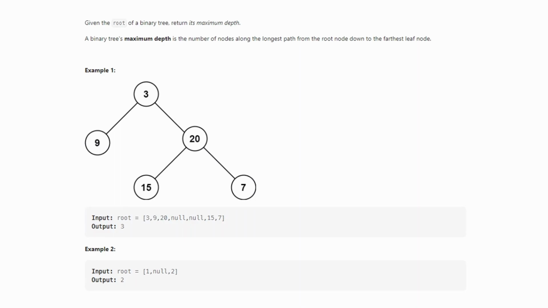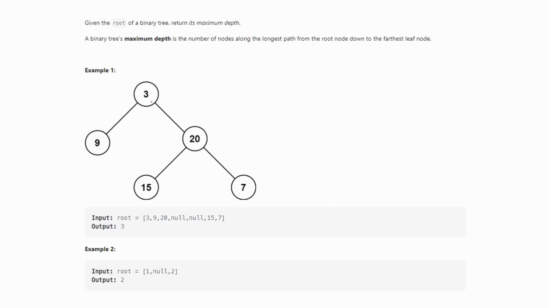As you can see, the problem says: given the root of a binary tree, return its maximum depth. We know that a binary tree is a tree where each node can have at most 2 child nodes. That's it. So a binary tree's maximum depth is the number of nodes along the longest path from the root node down to the farthest leaf node. That means how far you can go from the root node to the farthest leaf node.